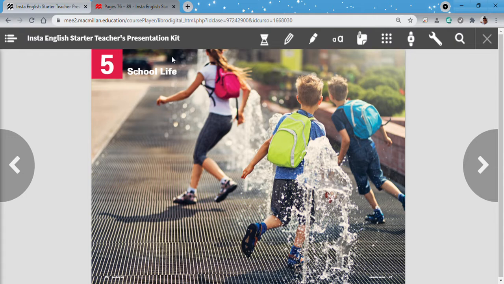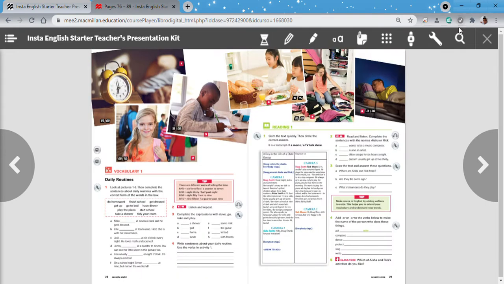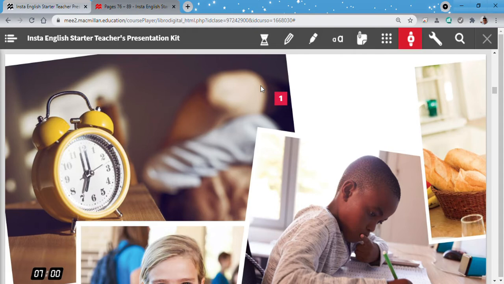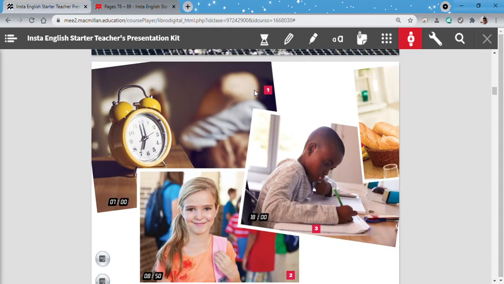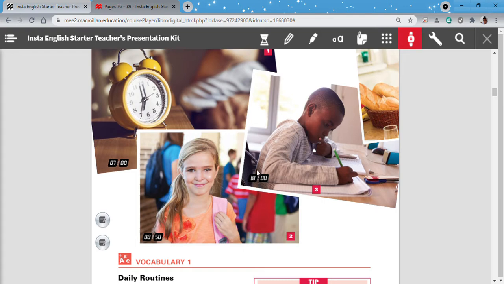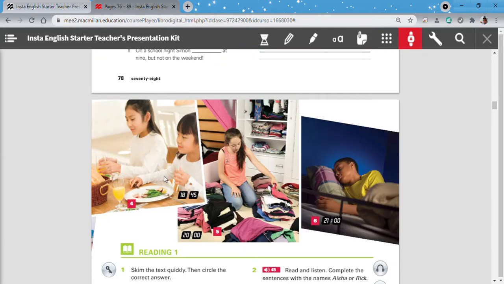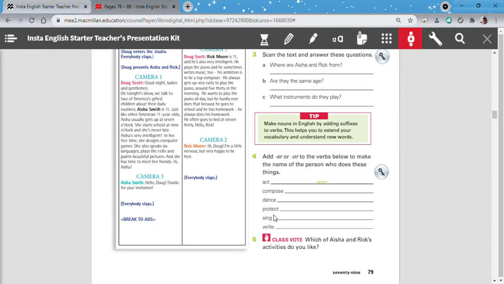Okay, another possibility. Remember, we're going to start this unit on pages 76 and 77. So the poster is on those pages. Now let's continue. Here I have some pictures. Okay, 1, 2, and 3. That's all. There are 3 pictures on this page, 78, and there are 3 extra pictures on the next page, 79.